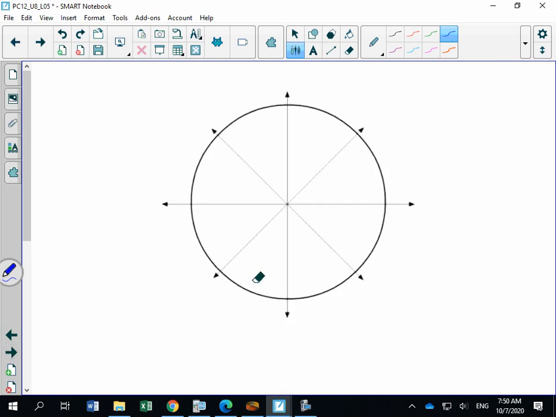So here's my unit circle with all the 45-degree angles, right? If we were to label these, let's do our radians in here first. Remember, our radians are all over 4. This is pi over 4.